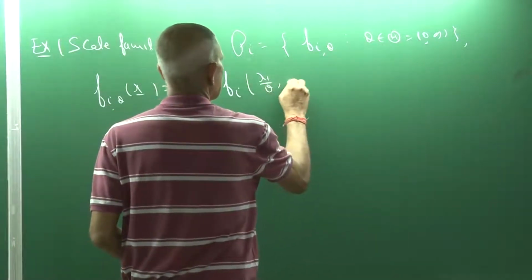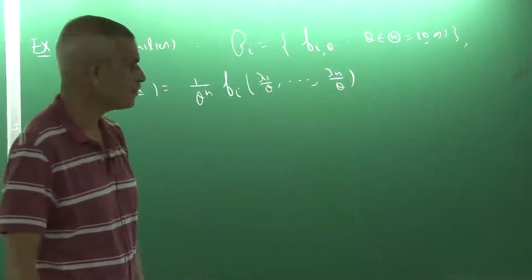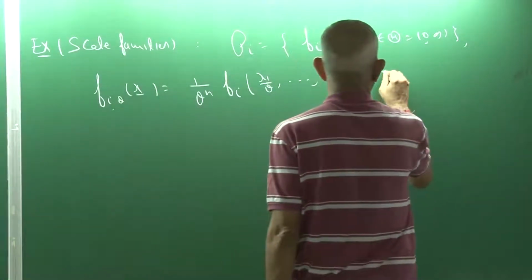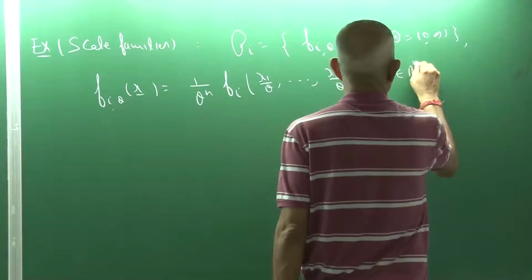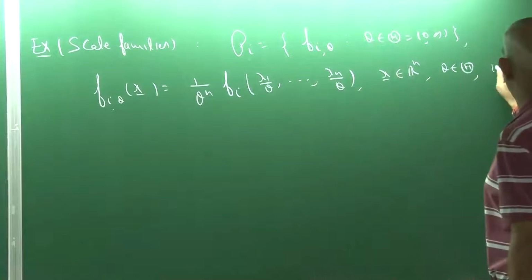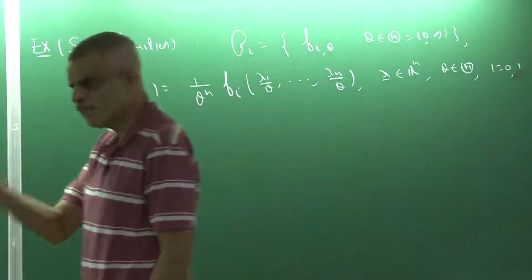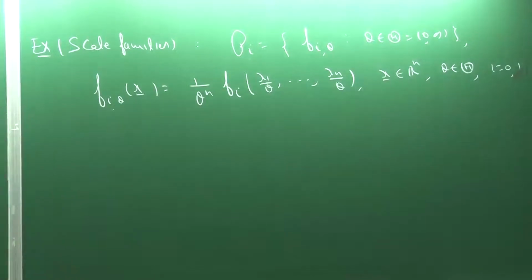F_i of x1 by theta, ..., xn by theta, x belongs to Rn, theta belongs to Theta, and i is equal to 0, 1. So under P0 I have a different scale family, under P1 I have a different scale family, and I know that the scale family is invariant under the scale group of transformations, or under the multiplicative group.